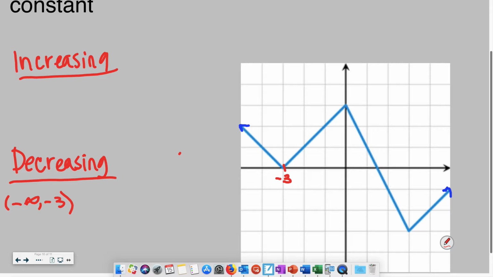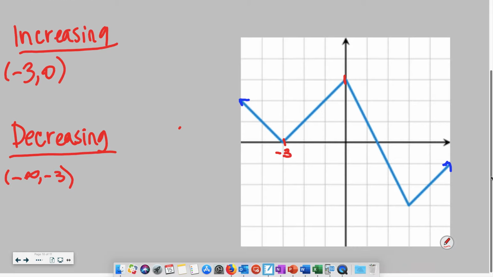Then we begin to increase, right? Then we get bigger. We increase until this guy right here, right? Okay. But we really only care about the x value. At which x value does it switch? 0. So we are increasing on the interval -3 to 0. These are intervals. They are not coordinates. They are intervals. Okay.